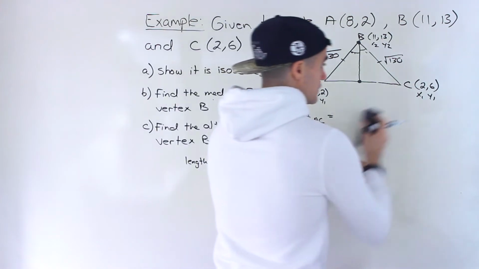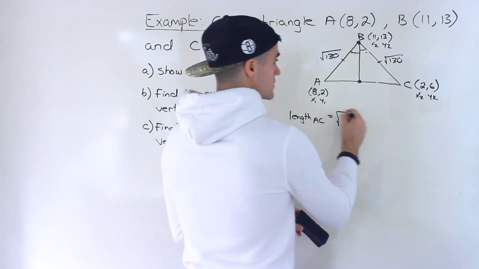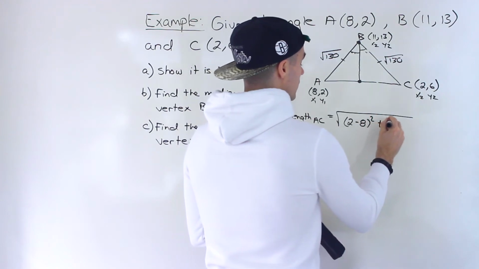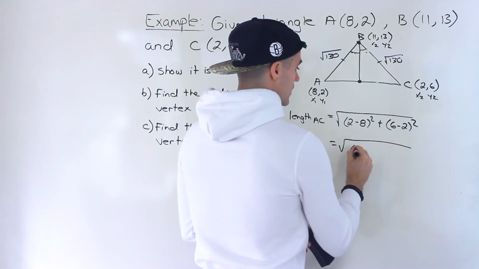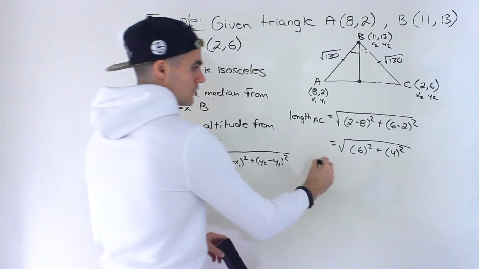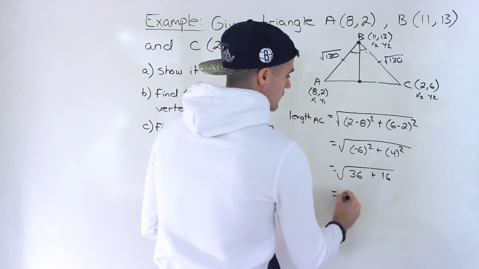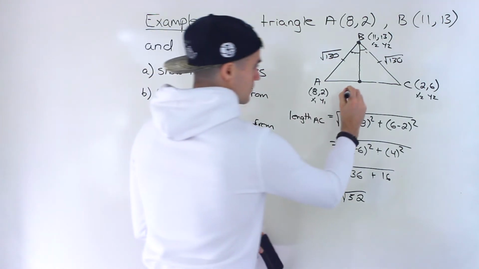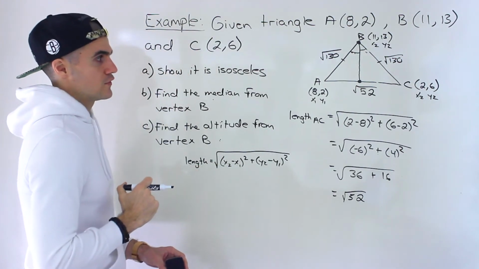But we're expecting it to be different, so I'm going to let this be x2, y2 over here. So we'd have the square root of x2, which is 2, minus x1, which is 8 squared, plus y2, 6 minus 2 squared. So we'd end up with what? Negative 6 squared plus 4 squared, which would give us 36 plus 16, which would give us 52, root 52. All right, so the length of AC ends up being root 52.